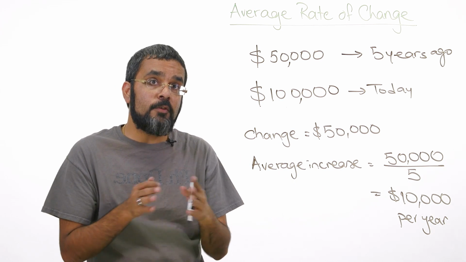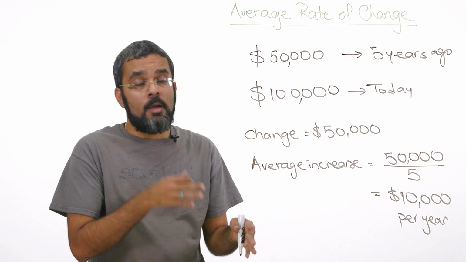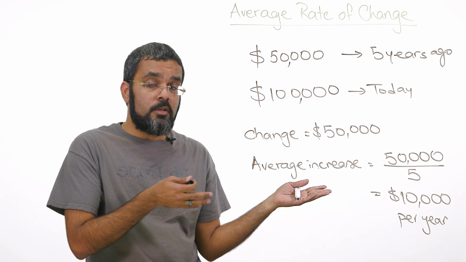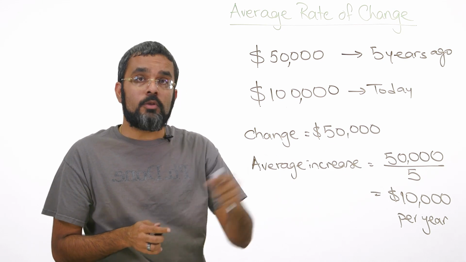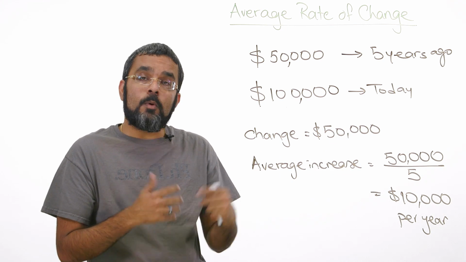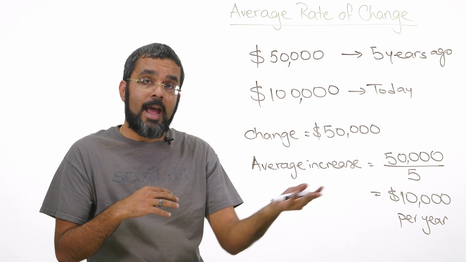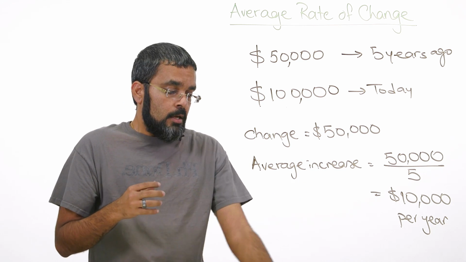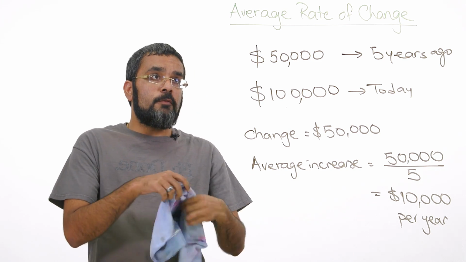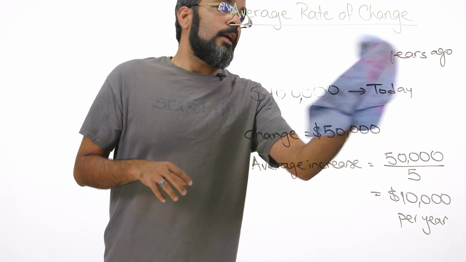This doesn't mean that every year you got a $10,000 raise. Maybe one year you got 20,000 and the other year you got only 5,000, but it averages out over the 5 years to $10,000 per year. And that is what we mean by average rate of change, okay? So what we are interested in is what is the average rate of change of function over an interval?